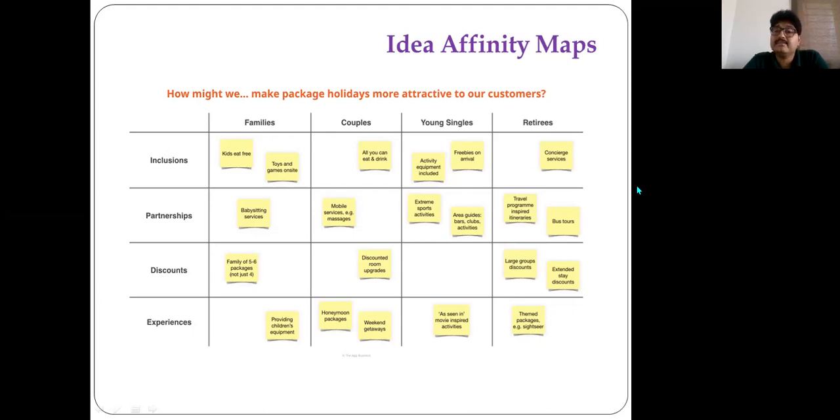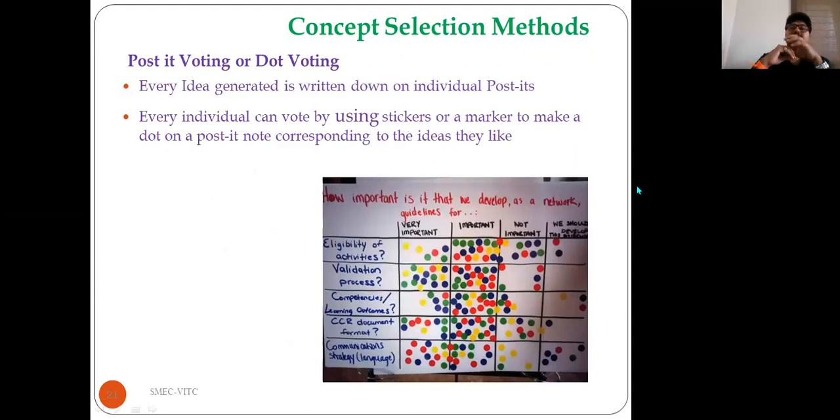And if you go for retirees, concert services, travel program inspired itineraries, bus tours, large group discounts, extended stay discounts, and themed packages, sightseeing, and so on. So depending upon the type of the needs and the inclusions and the partnerships and discounts and also these experiences, which could be connected across the people, the different types of ideas which are coming out are getting connected through these affinity maps.